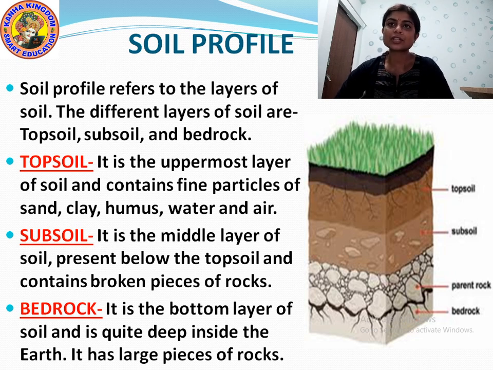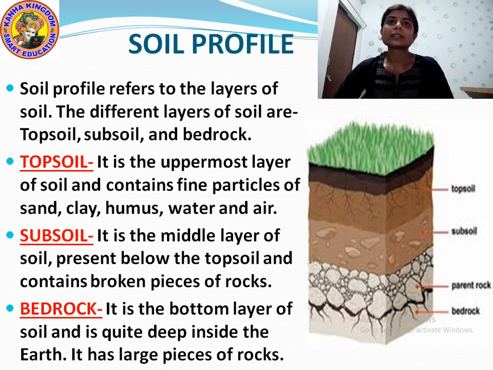See, can you see the picture? The first one is topsoil. Then the middle layer is the subsoil. After that, the parent rock. Parent rock means the big huge rocks, the large rocks. And then comes the bedrock. Bedrock is the soil which contains stones, rocks.